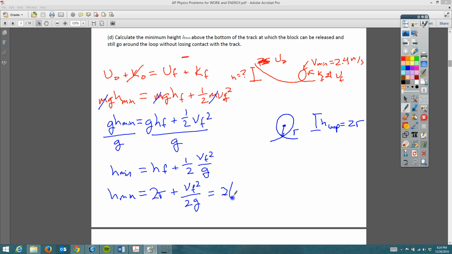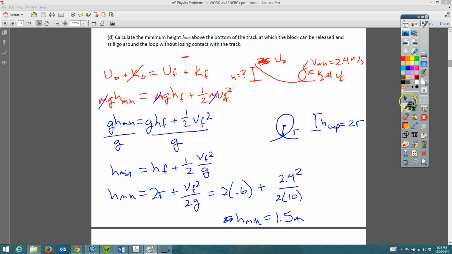We're going to have 2 times 0.6 meters, that was the radius, now we want the height, plus our final velocity in that loop to barely keep it going, which is 2.4. We need to square that number, and divide by 2 times 10 meters per second squared. If we go through and do all our math, we should end up with a minimum height equal to 1.5 meters, or something really close to that. If you use 10, you're going to get a slightly different answer, but that'll probably be close enough. So 1.4, 1.5, 1.6, somewhere in that area.